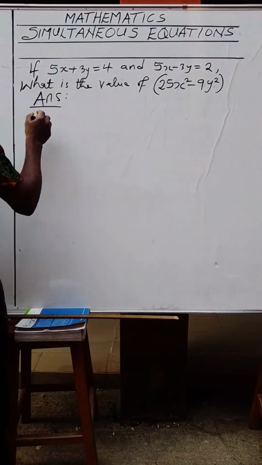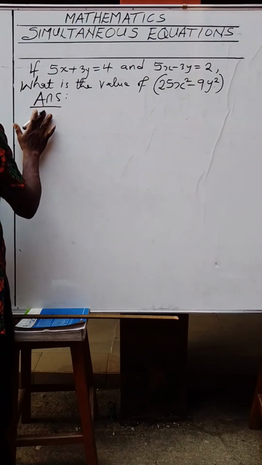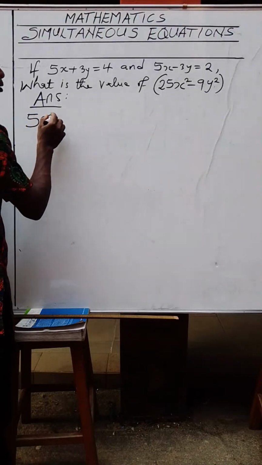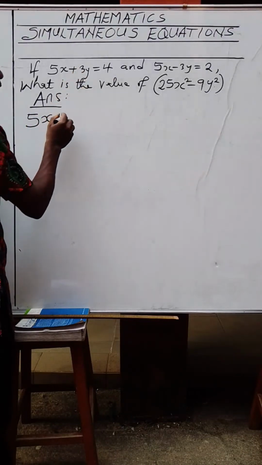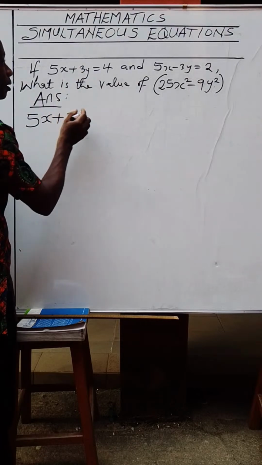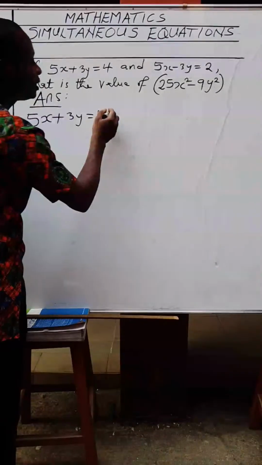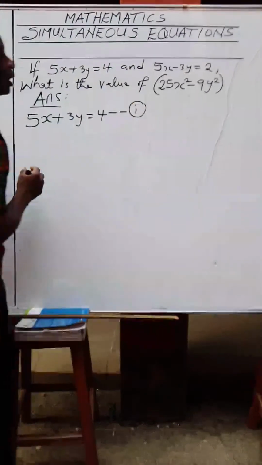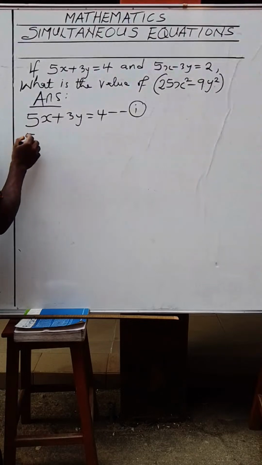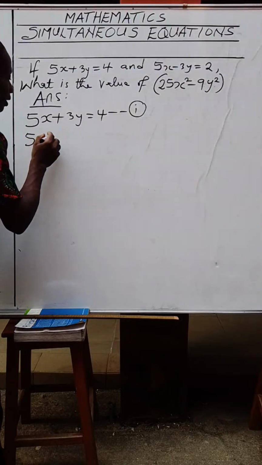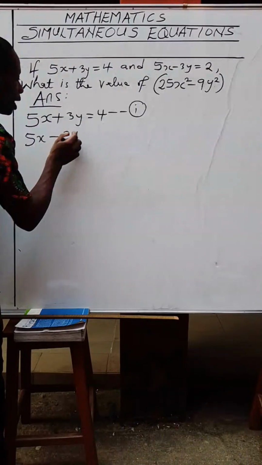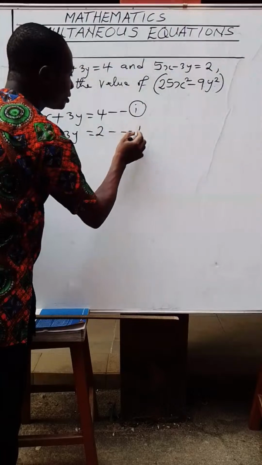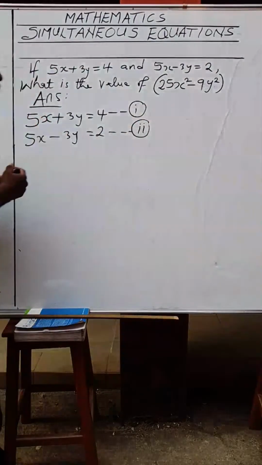Now we have two equations. Let me write down these two equations that make up the system. We have 5x plus 3y equals 4. This is equation 1. Don't forget, okay? Then we have 5x minus 3y equals 2. This is another equation. Those are the two equations to be solved simultaneously.